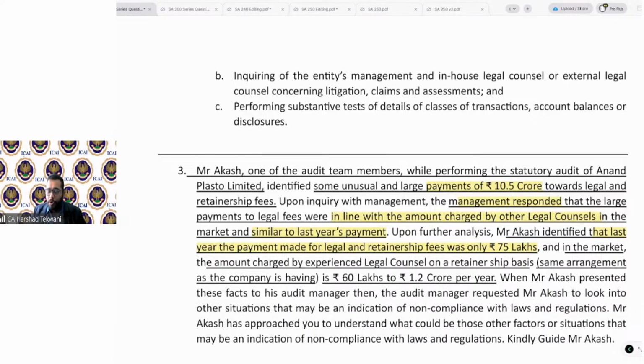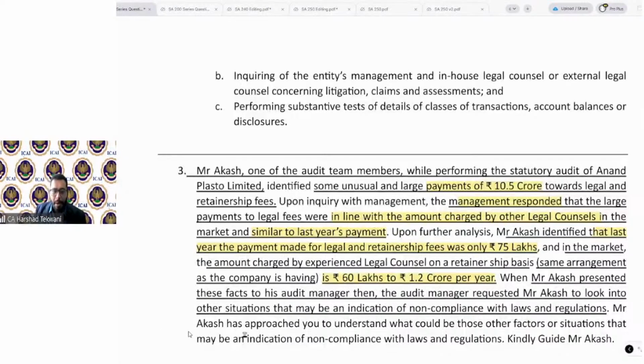1.2 crore per year. So it is also not in line with the market. Now, when Mr. Akash presented these facts to his audit manager, the manager requested Mr. Akash to look into other situations that may be an indication of non-compliance with laws and regulations. Mr. Akash has approached you to understand what could be those other factors or situations that may be an indication of non-compliance with laws and regulations.